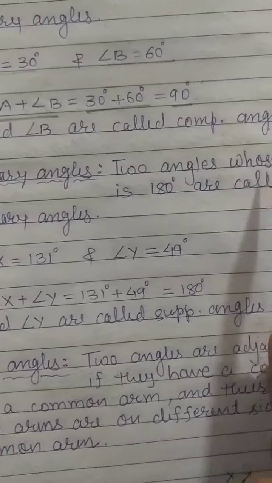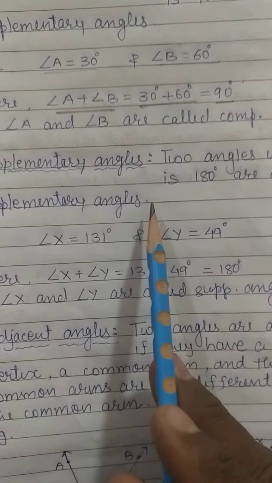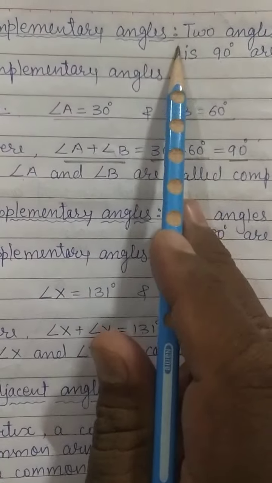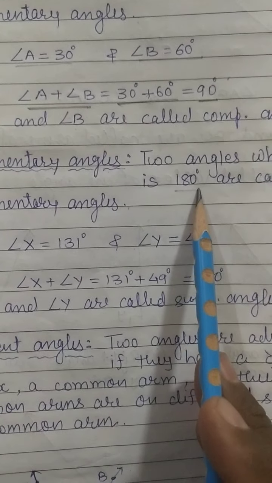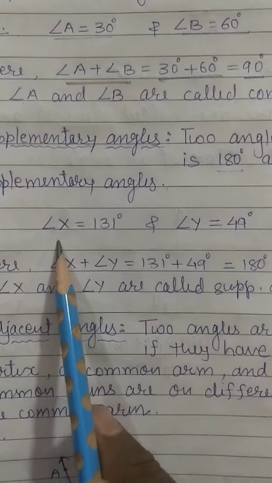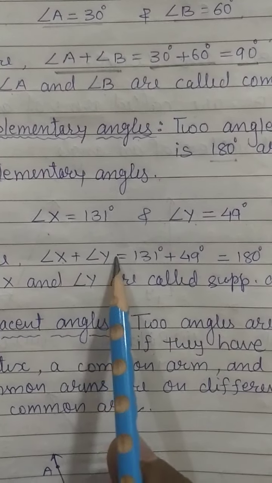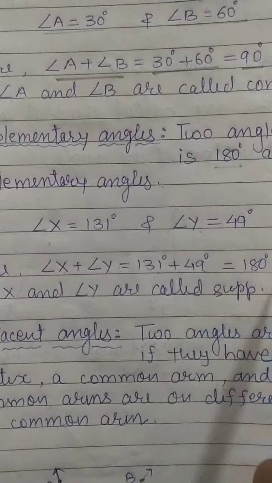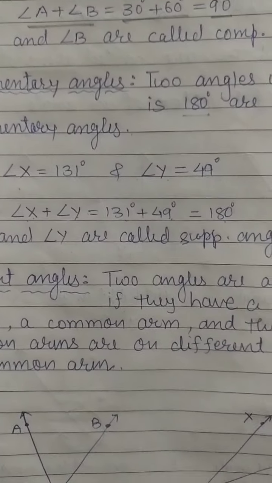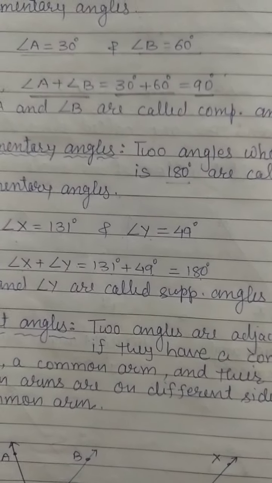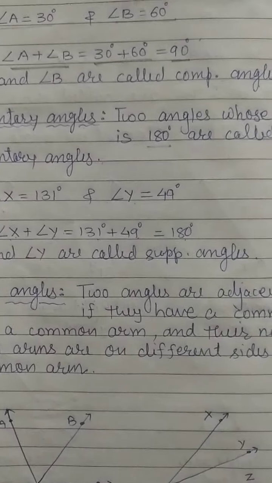Okay, supplementary angles. Two angles whose sum is 180 degrees are called supplementary angles. Here in complementary the sum should be 90, and in supplementary angles the sum should be 180. Check one example here. Angle X is 131 degrees and angle Y is 49 degrees. Here you can check the sum of both of them is 131 plus 49, that is 180 degrees, and so angle X and angle Y are called supplementary angles. That also you have studied, right? Now in 8th standard complementary and supplementary angles will come, so it is again a look.